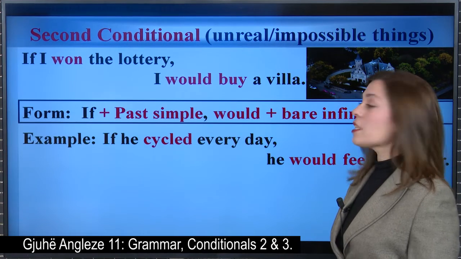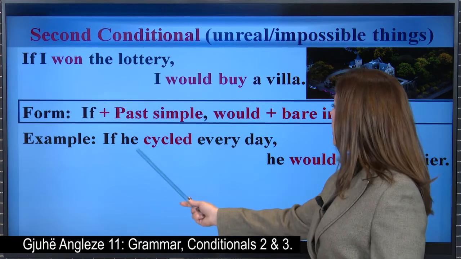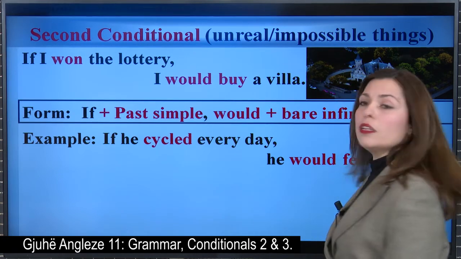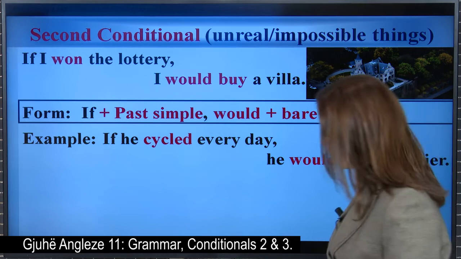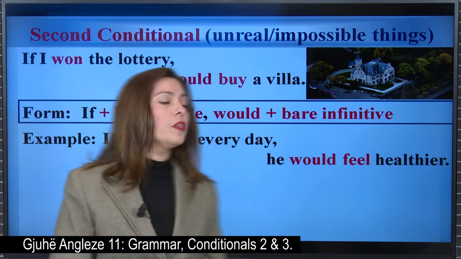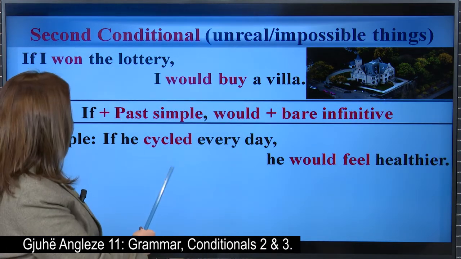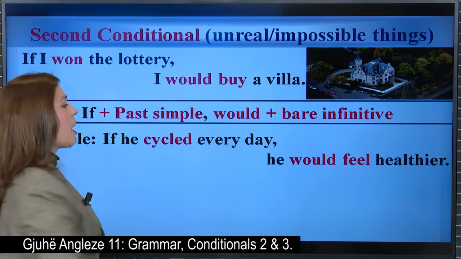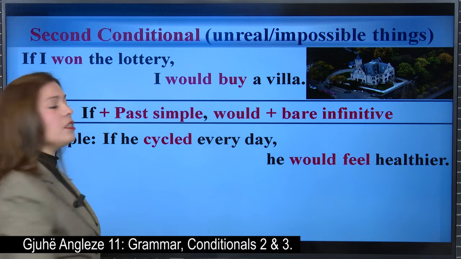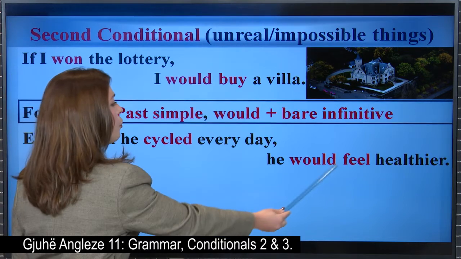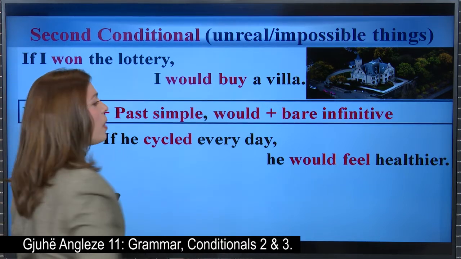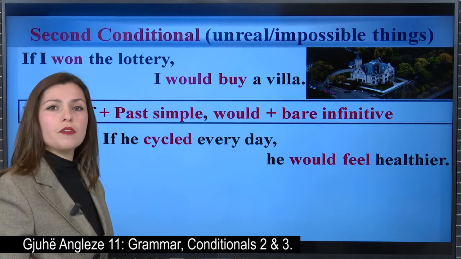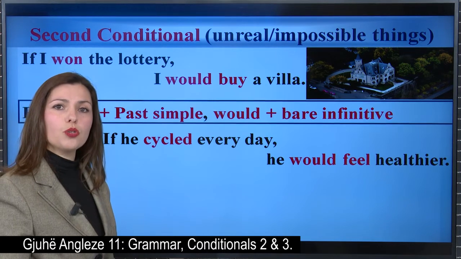Let's take another example. If he cycled every day, he would feel healthier. So, in this example, again, we have if plus past simple, cycled, one part of the sentence, and would feel, so would plus bare infinitive. Don't forget, bare infinitive is simply a verb without to.